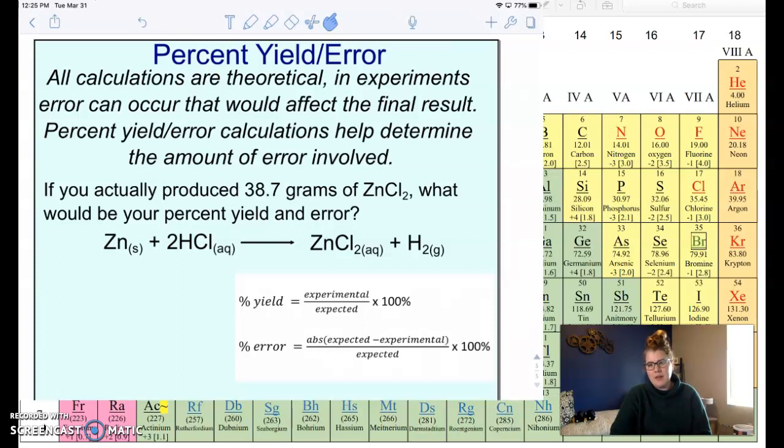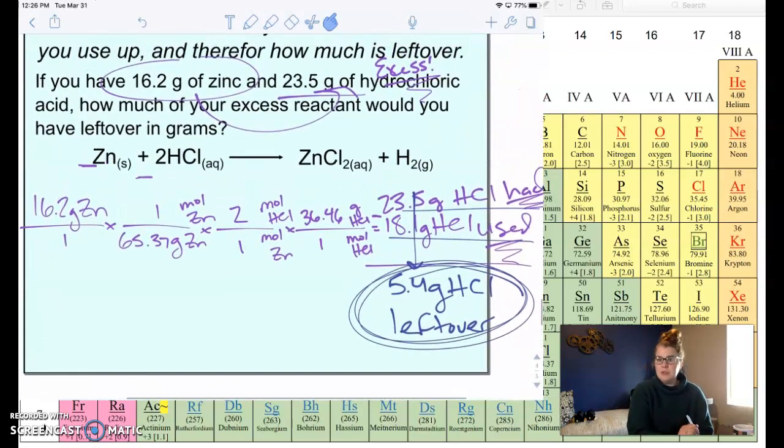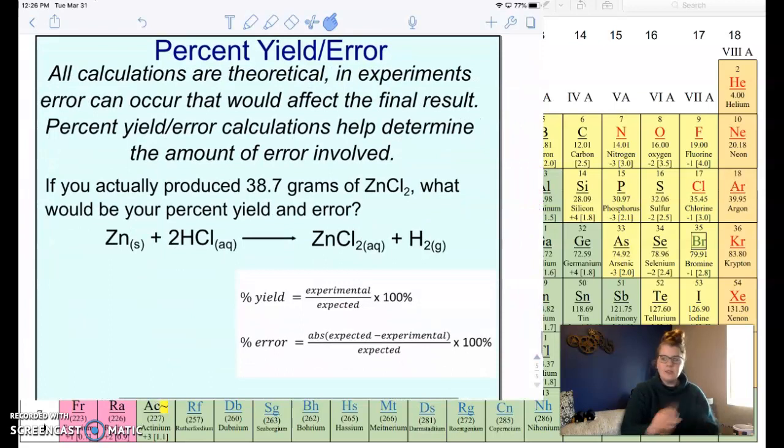There's one more final thing that we can use all this information for, and it's to calculate percent yield and percent error. So ideally, we use stoichiometry in lab. We're trying to make something, and we're trying to make a specific amount of that something, and we use the stoichiometry to help us figure out how to make that specific amount. So let's say we did this reaction in real life, using the same numbers that we've been using. 16.2 grams of zinc, 23.5 grams of hydrochloric acid, mix them together. We know the zinc gets all used up, so that's gone. We know there's some acid left over, and we make zinc chloride and we make hydrogen gas.